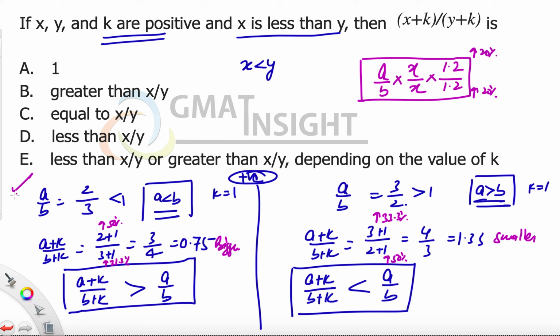so here this case is prevalent, and we can quickly see that finally when we add the value of k in the numerator and denominator, the resultant is greater. This is greater than x over y, so the answer here should be B option.